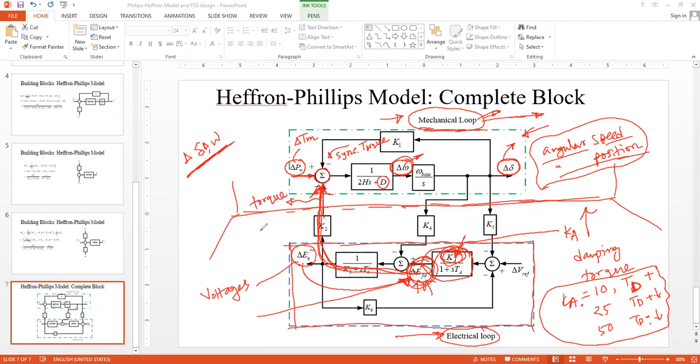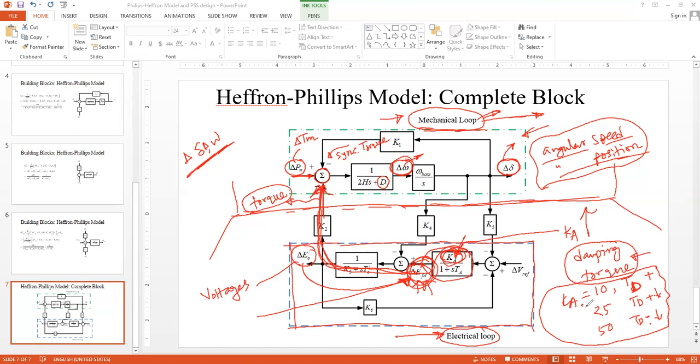And that's why we are calling this contribution from this EFD through this EQ dash loop another form of torque. Okay, so this is why we are calling it damping torque. Why damping torque? Because it is actually hampering the damping of the system.